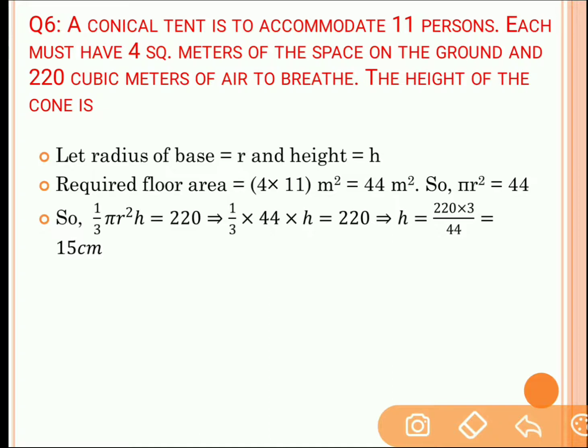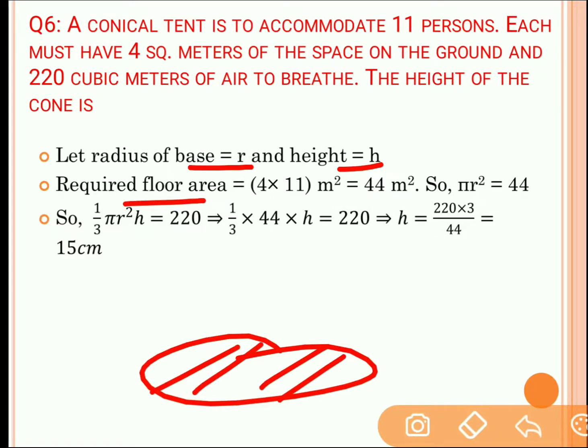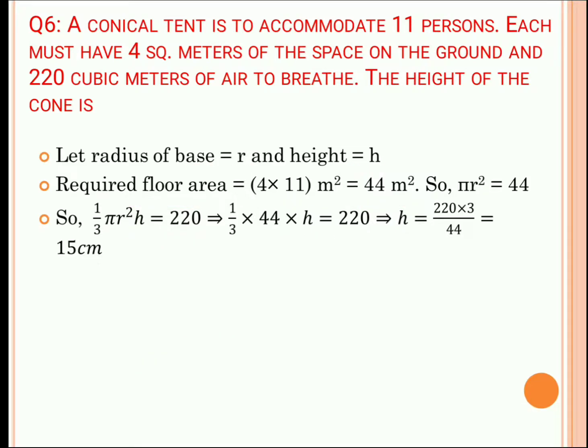So we have base as r and height as h. So floor area is nothing but the circular area of the cone, and that is equal to 4 into 11, that is area occupied by the 11 persons, which is equal to 44 meter square. So pi r square is equal to 44 and 1 by 3 pi r square h is equal to 220. So comparing these two equations we can find out the value of h, and the value of h turns out to be 15 centimeter.